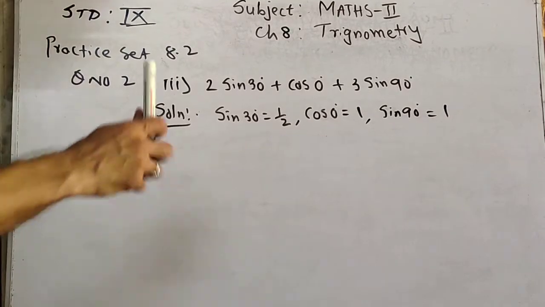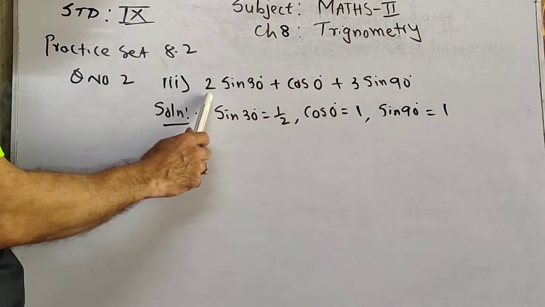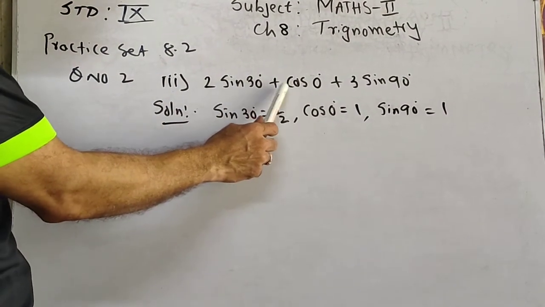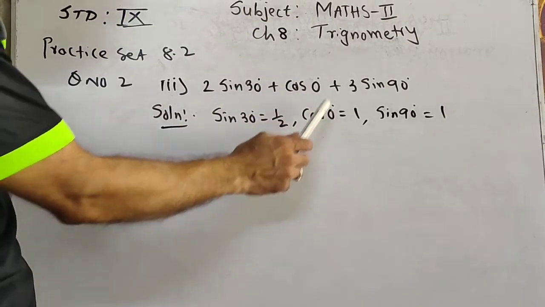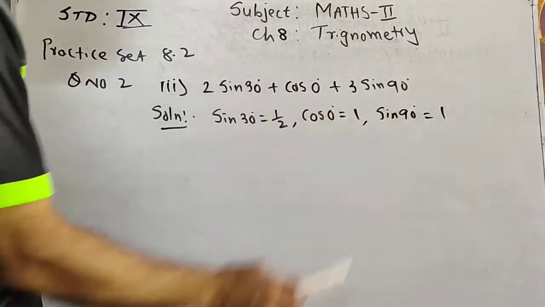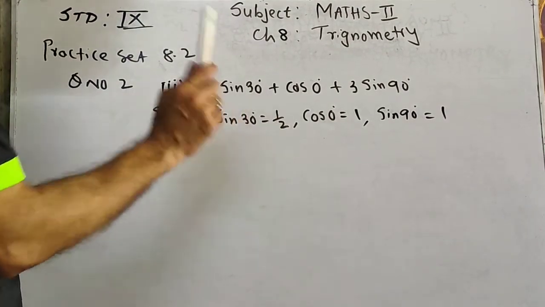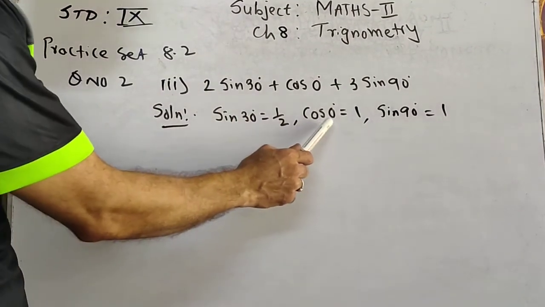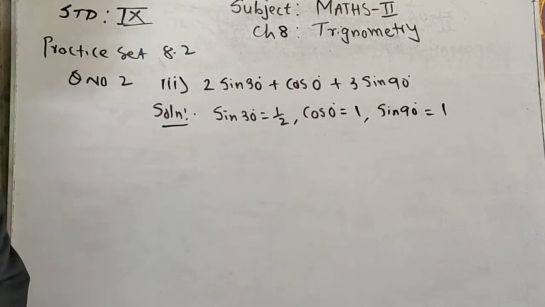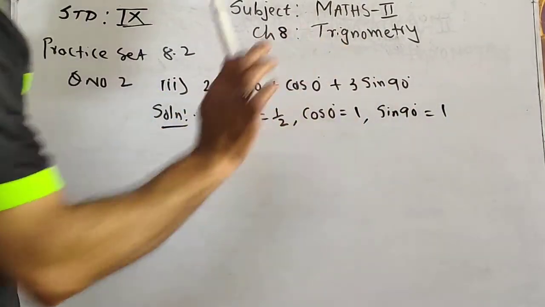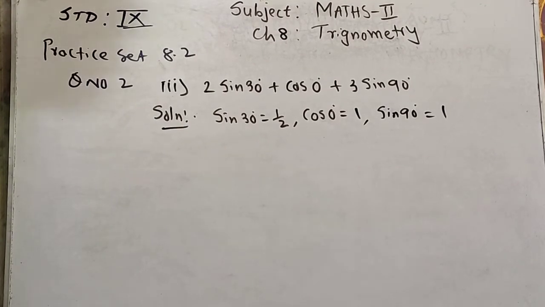Okay, now come to sum number 3. Sum number 3 is 2 sine 30 degree plus cos 0 degree plus 3 sine 90 degree. Now from the table, sine 30 value is 1 upon 2, cos 0 degree value is 1, and sine 90 degree value is also 1. This you are getting from the table.